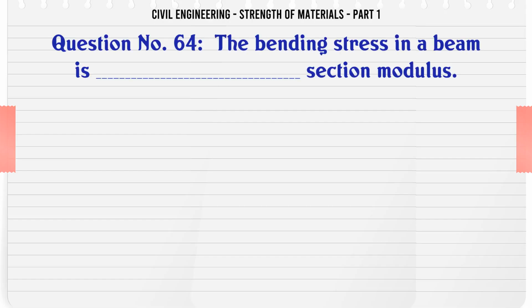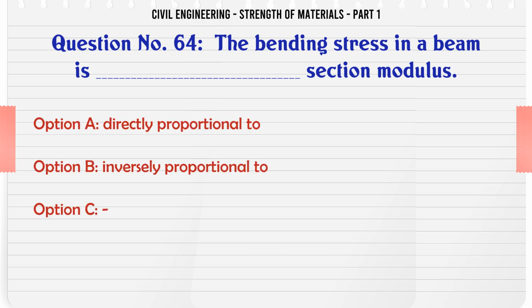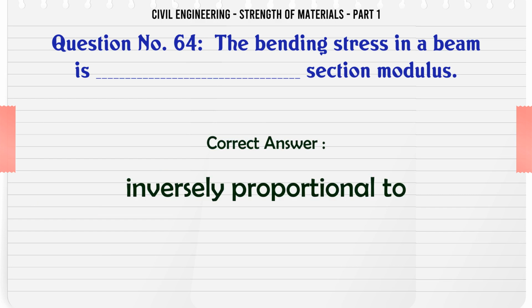The bending stress in a beam is _____ section modulus: A. directly proportional to, B. inversely proportional to. The correct answer is inversely proportional to.